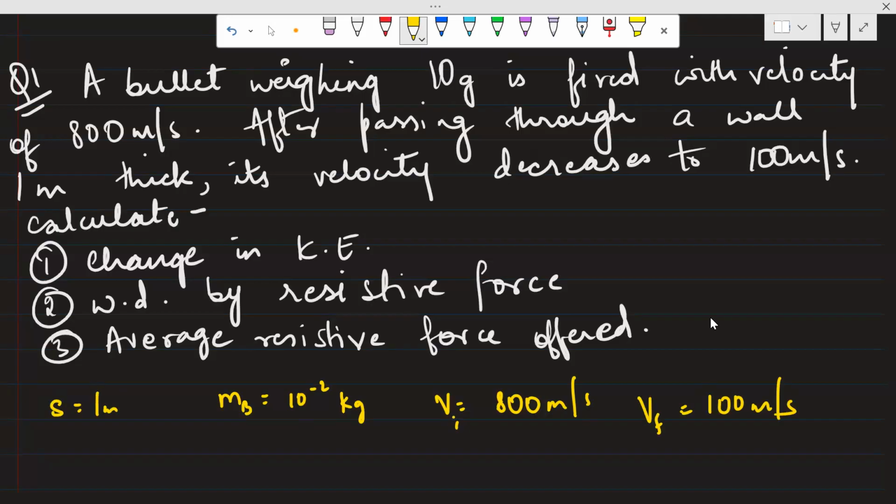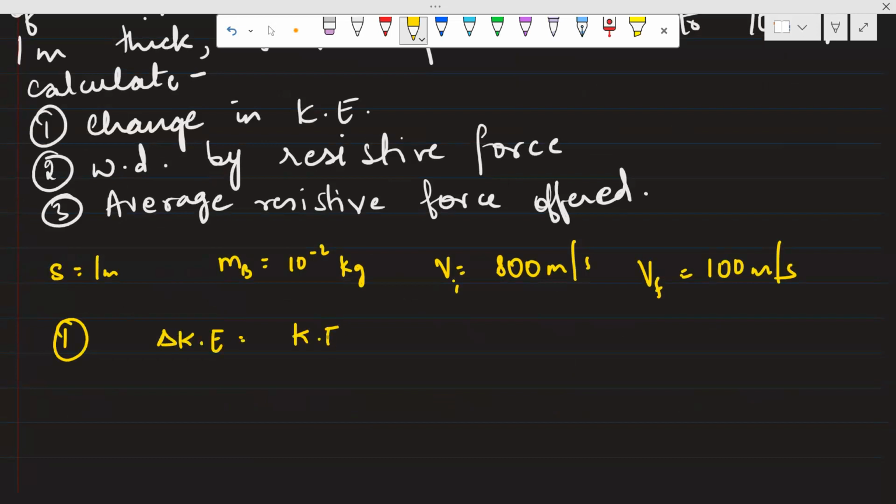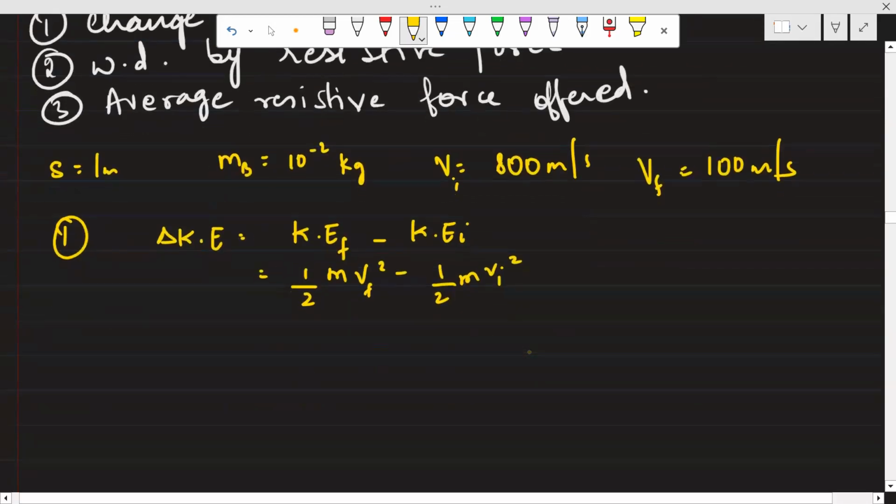Just calculate the change in the kinetic energy. See, change in kinetic energy means final kinetic energy minus initial kinetic energy. This is half m v final square minus half m v initial square, or in fact you can do one thing.